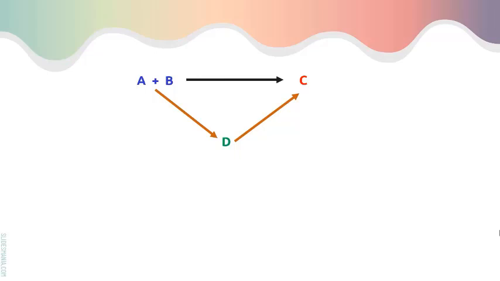When A reacts with B to form C, the enthalpy change for this reaction is delta H1. Then we have delta H2 for the reaction of A and B to form D. For the formation of C from D, the enthalpy change is delta H3.